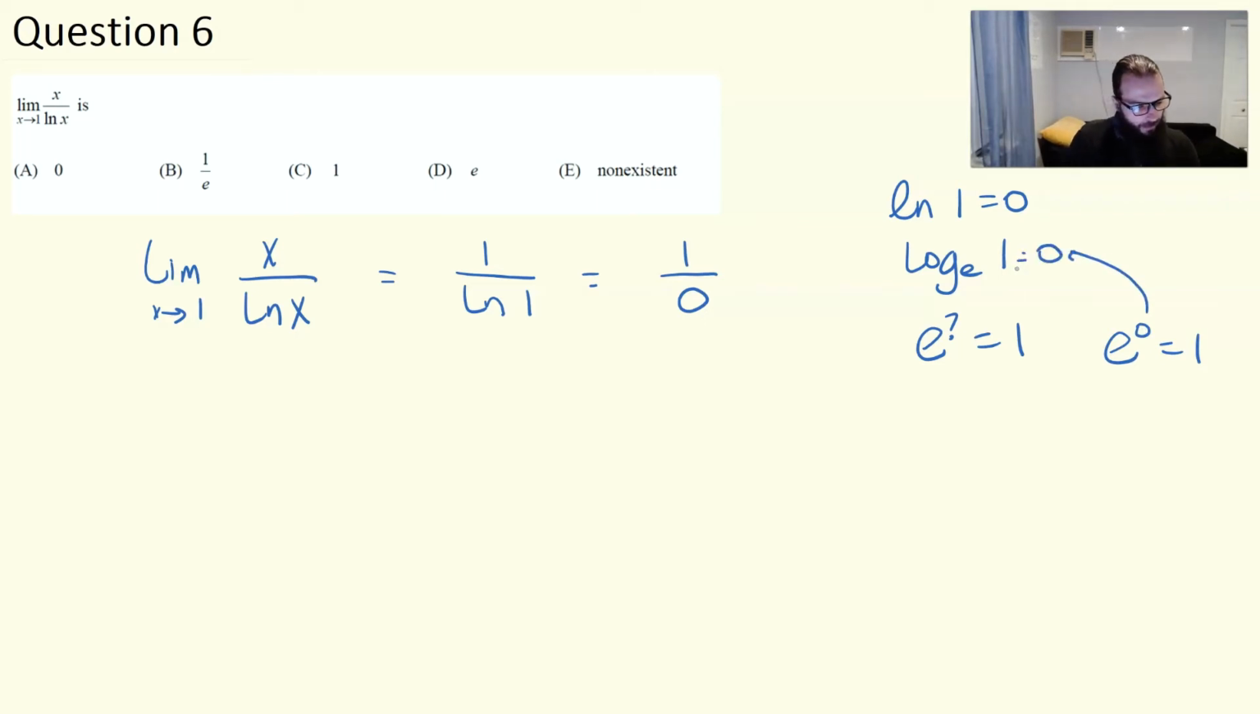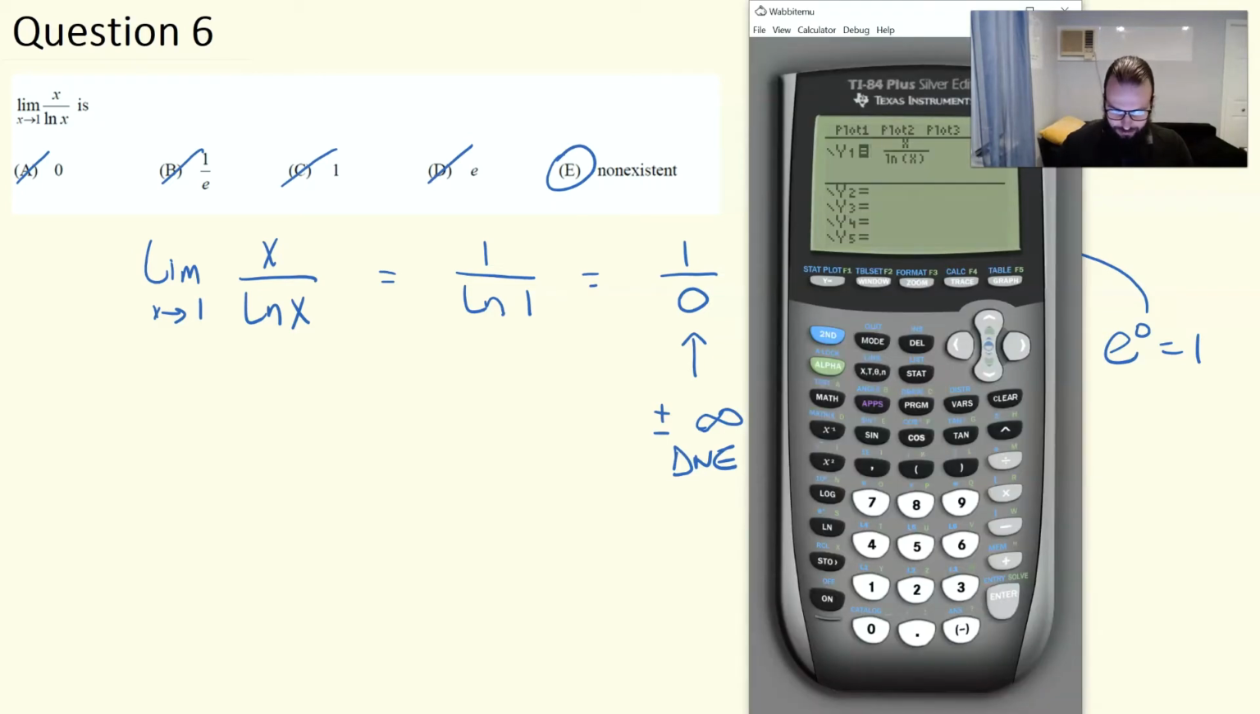Now, what that means is this is not an indeterminate form. This is either a positive or a negative infinity, or does not exist. So at this point, we can arrive quite comfortably at the fact that this answer has to be E, because the other answer choices don't feature a positive or a negative infinity. But let's also take a look at the graph here.